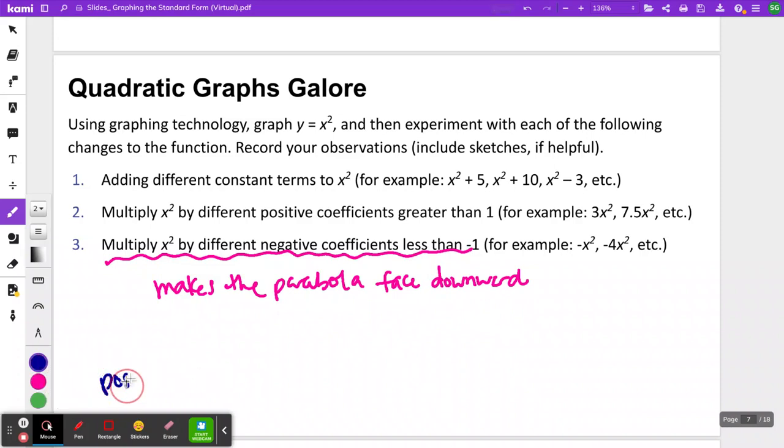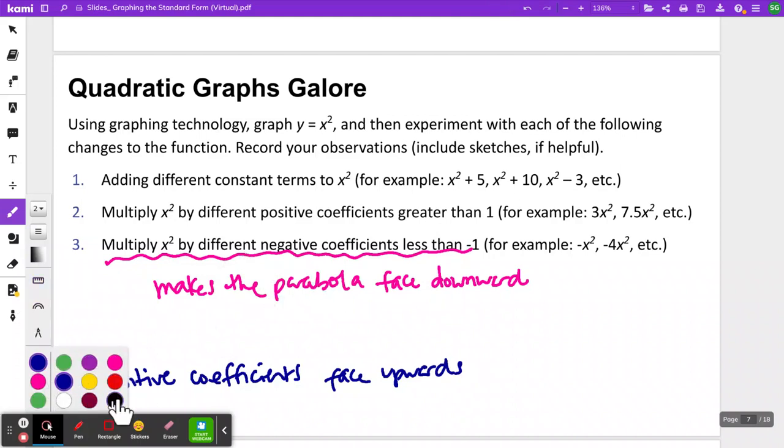Similarly, I'm going to write this: positive coefficients face upwards. We use those words face downwards and face upwards. I would know what you mean, though, if you say the parabola goes up or down, but these are the words you hear a lot. And so when we say face downward, I'm going to draw 2 graphs again.